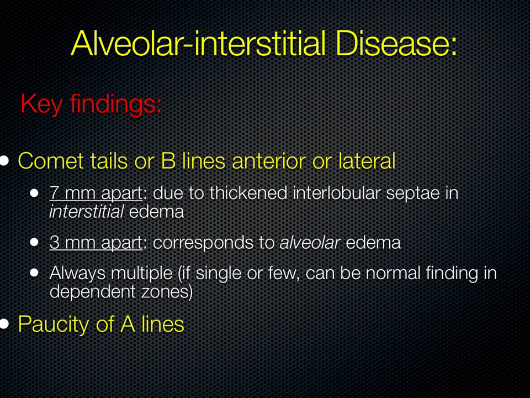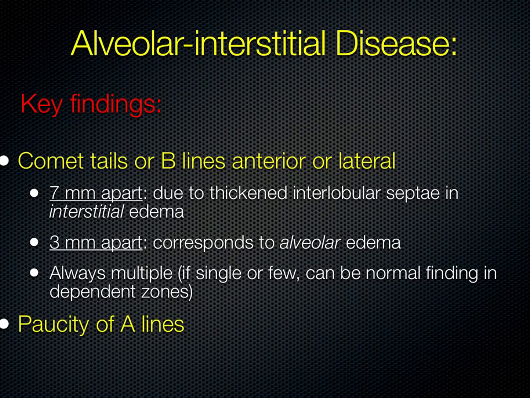So when you have alveolar interstitial disease, the things that you will look for are comet tails or B-lines, anterior or laterally. You should see them in all fields because pulmonary edema should be diffuse, not one-sided. Seven millimeters apart represents interstitial edema, three millimeters apart represents alveolar edema, but there are always multiple. If there are only a few or they don't extend all the way to the edge of the screen, that can be normal, especially in dependent zones.